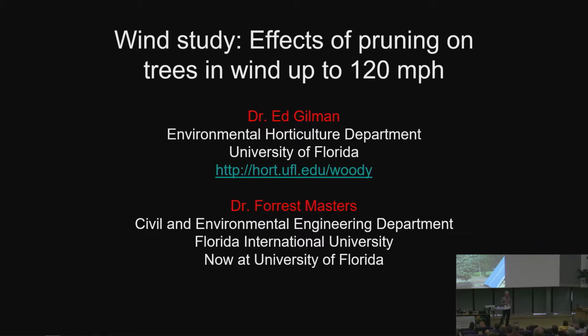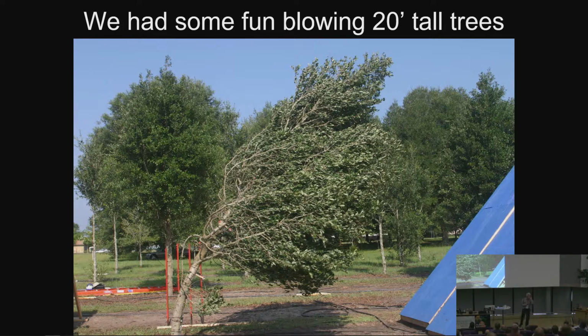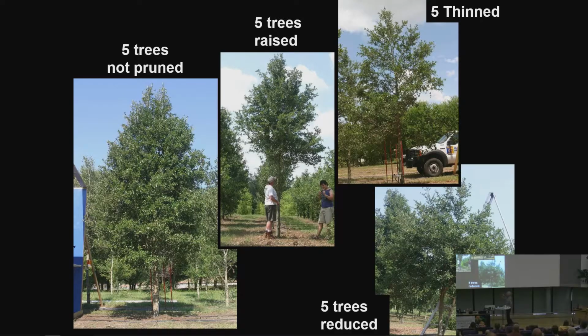urban forest. So we got a hold of some money, a really big machine, and blew some trees at 120 miles an hour. We had a whole bunch of fun, and here's a tree blowing at 120 miles an hour. To give you some sense for what we did, we grew trees from cuttings so they were genetically identical. Some were reduced, some were thinned, some were raised. So the canopy started here, we raised it, and then this is unpruned.